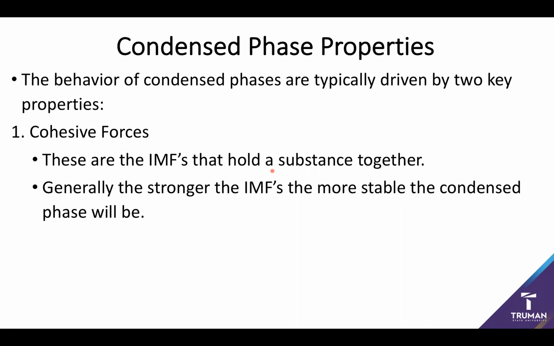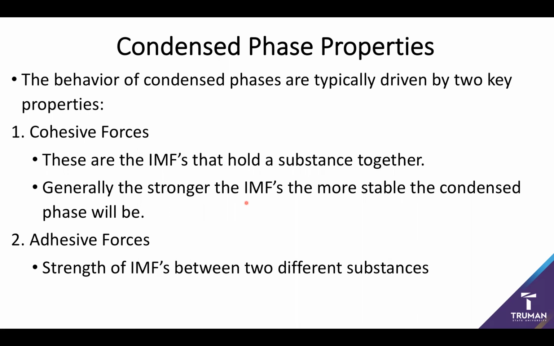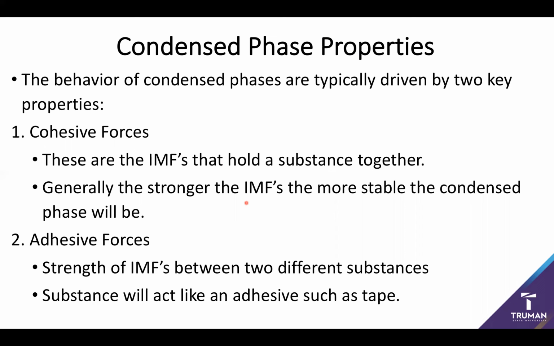However, this isn't the only way that IMFs play a role in condensed phase properties. Another key one is going to be adhesive forces. So this is how well a substance can form intermolecular forces to a different substance. So when we're thinking about this, think about it as it will adhere to a thing like an adhesive, such as tape. So tape has very strong adhesive forces. Substances like water also tend to cling to the walls of a building. It has good adhesive forces. It likes other things.